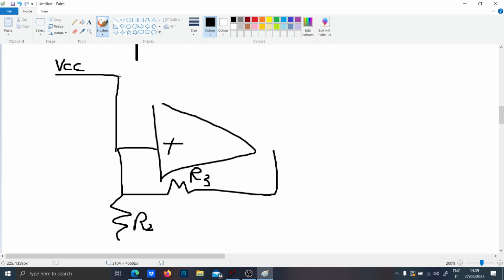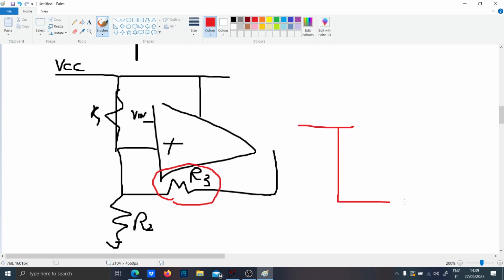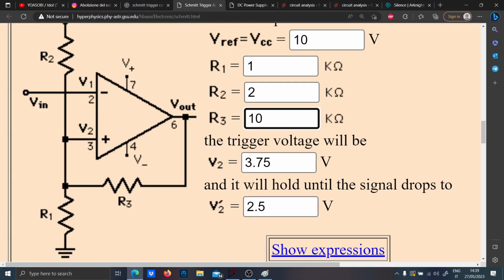This is VCC and it is the same voltage supplying the op amp. This is Vin and this is the resistor R1. The resistor R3 is the one who decides, and measures greatly, the amplitude of the window. As you can see, if R3 is 10 kilo ohm, the window is very large. If I put 100 kilo ohm, the window will be greatly reduced.